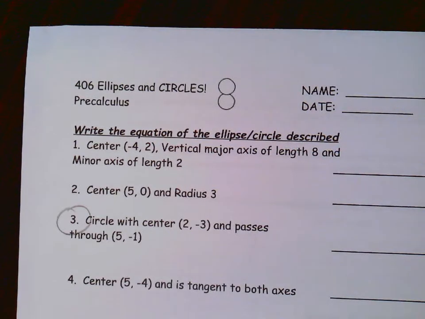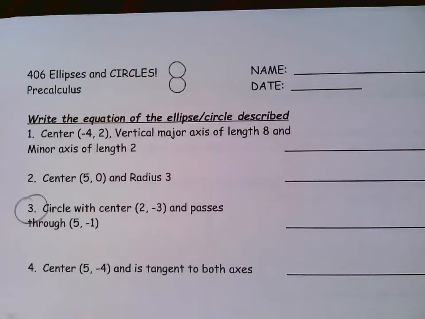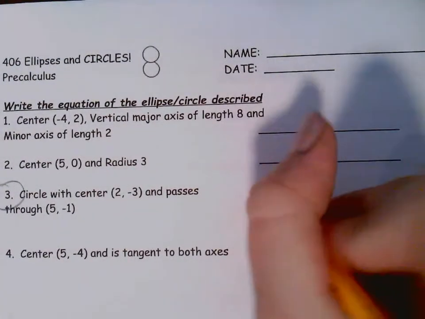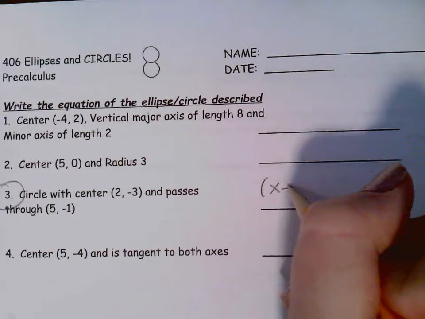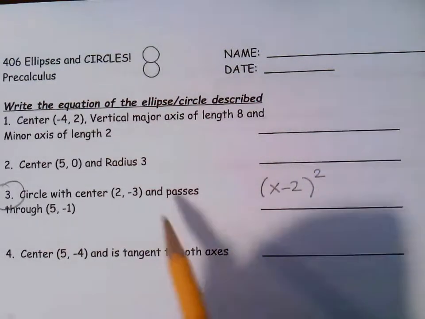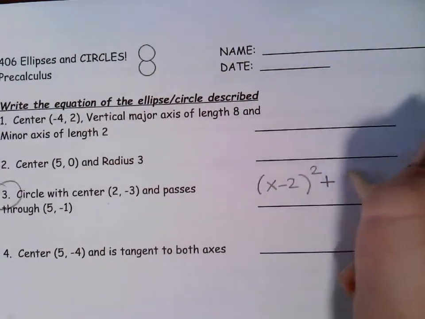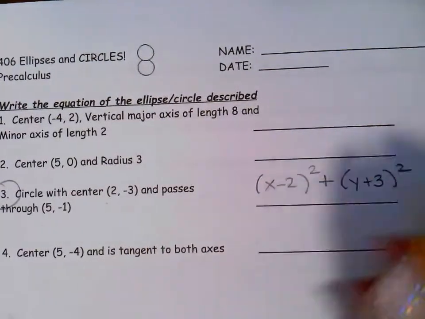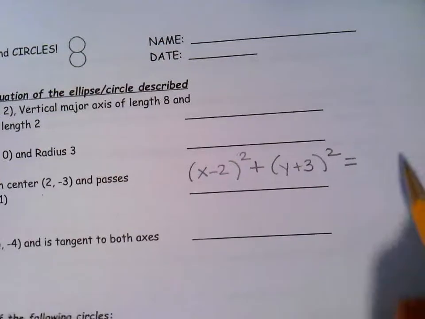This time you've got a circle, and they're telling you where the center is and a point that the circle passes through. So you can frame your equation because you know the center. That framework would be (x - 2)² because it's going right 2, plus (y + 3)² because it's going down 3, equals. So I need to figure out r² over here.